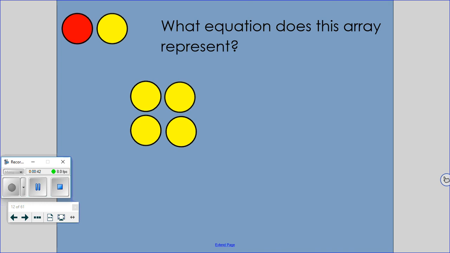Nick, what equation matches this array? We need an equation. Something times something. Bria, you think you know? 2 times 2. Perfect. This is a 2-row, 2-column array. What is 2 times 2 equal to, Bria?